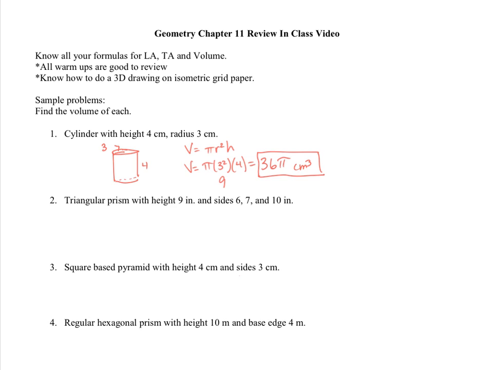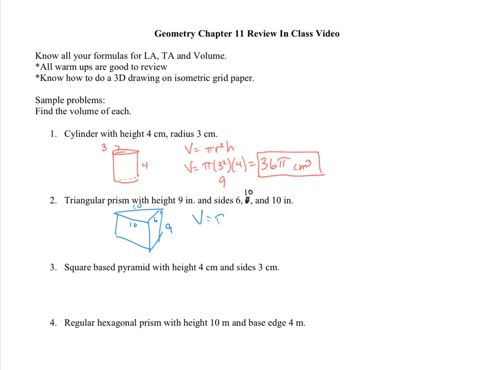All right, for problem number 2, we have a triangular prism with a height of 9 and sides 6, 7, and 10. We're going to change this problem a little bit. We're going to make these 6, 10, and 10. It'll just be a little bit easier for now for our application. So let's take a look at this. We've got this triangular based prism, and these are 10, 10, and 6, and this height is 9.